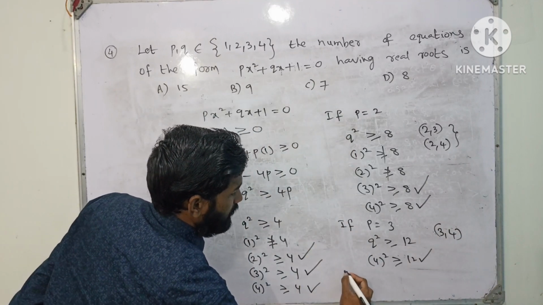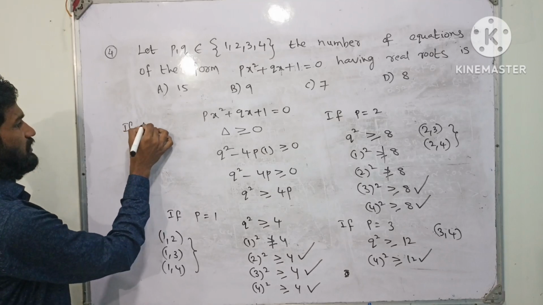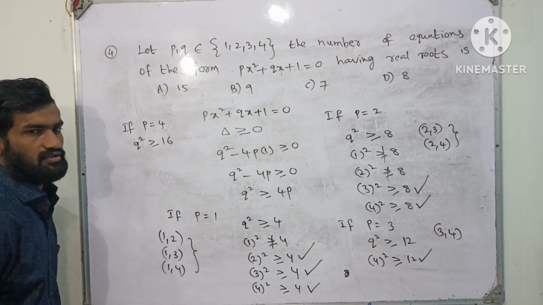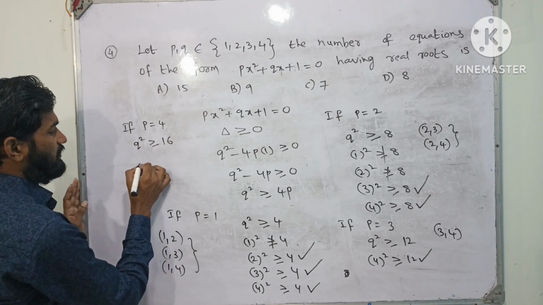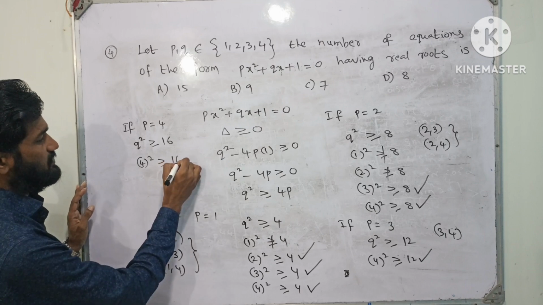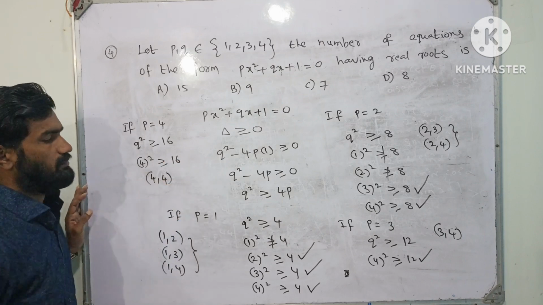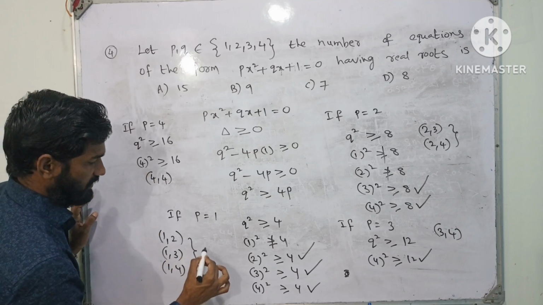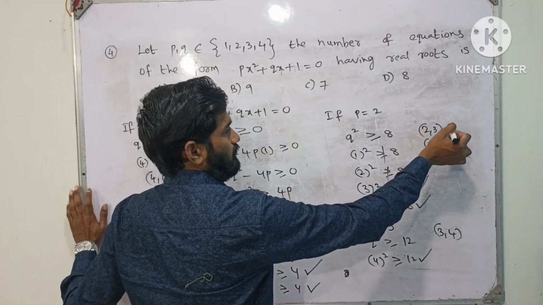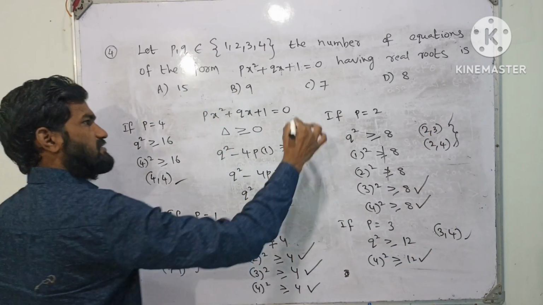And if p is equal to 4, what will happen? If p is equal to 4, q square is greater or equal to 16. What will we get? 4 square is greater or equal to 16, only 1 we will get. Okay, so that's why here 4 comma 4. So how many are we getting? Here 3, here 1, 2, 3, and here 4, 5, and here 6, and here 7. So our answer is 7.